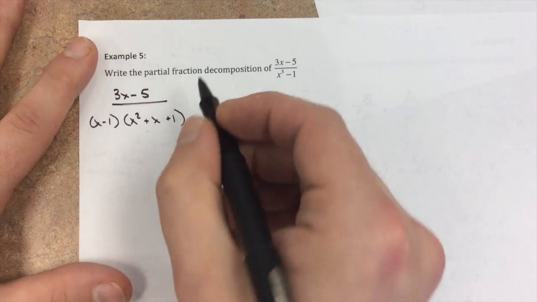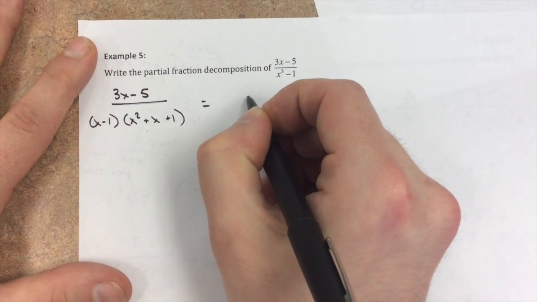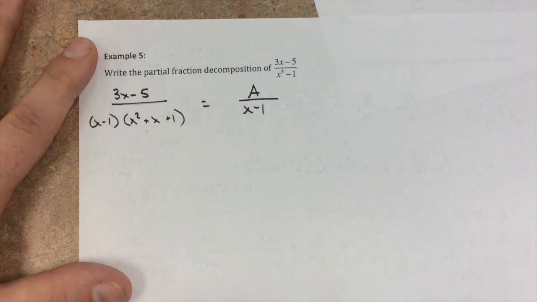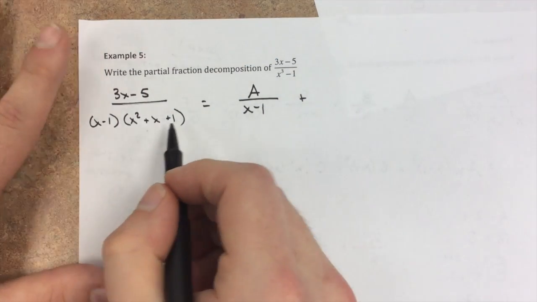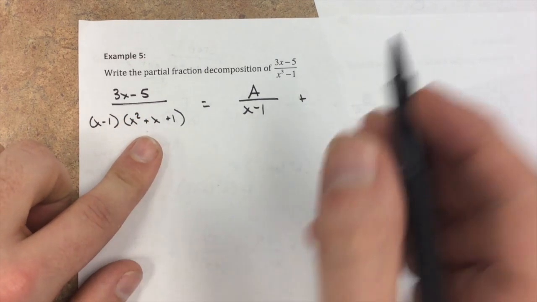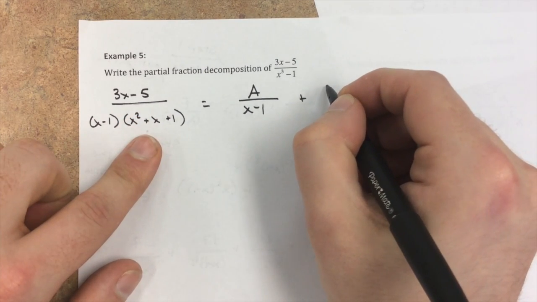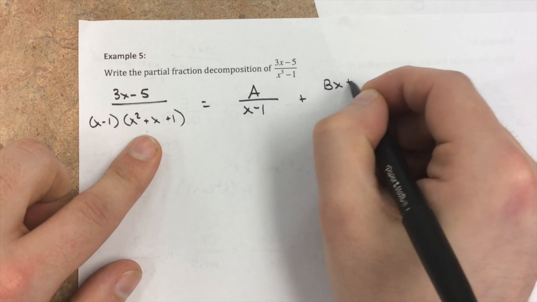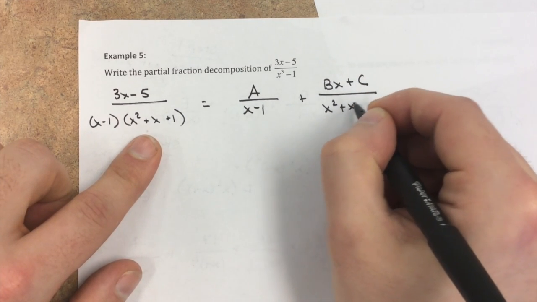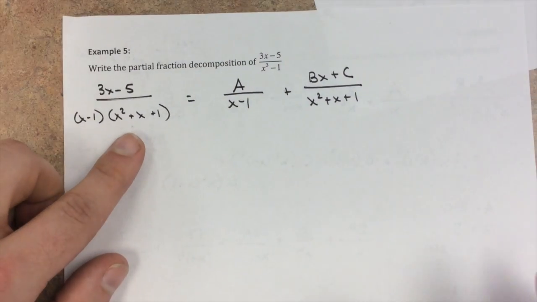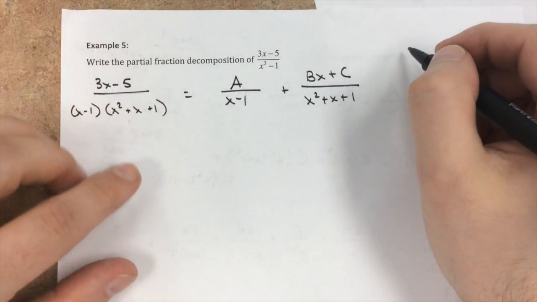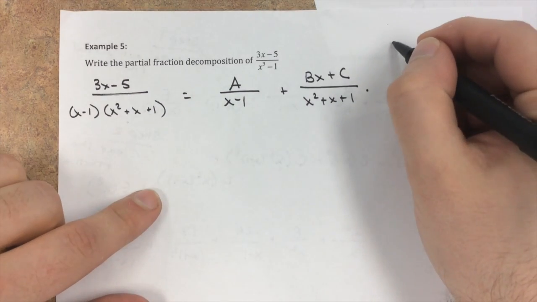So how do we expand this out? Well, our first linear term is A over x minus 1, like we do, plus our second is a nonlinear quadratic. So we write Bx plus C over x squared plus x plus 1. Now, everything else is the exact same. So we wrote out our partial fraction.